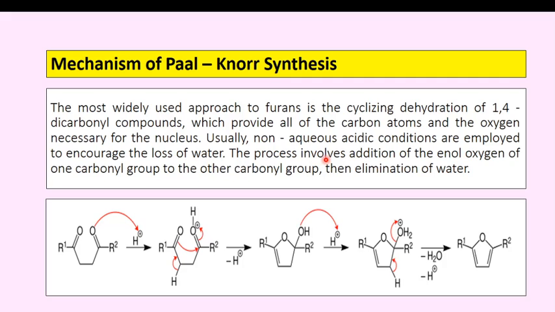The process involves addition of the enol oxygen of one carbonyl group to the other carbonyl group, then elimination of a water molecule. There are subsequent reactions, that is addition of hydrogen, then one more removal of hydrogen atom. In the first step this hydrogen attacks this oxygen, then there is a subsequent removal of hydrogen, then a cyclization reaction, then attack of hydrogen, and in the final step there is a removal of one water molecule and it gives substituted furan.